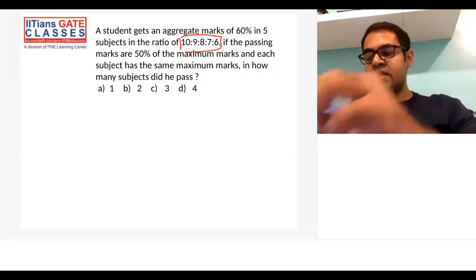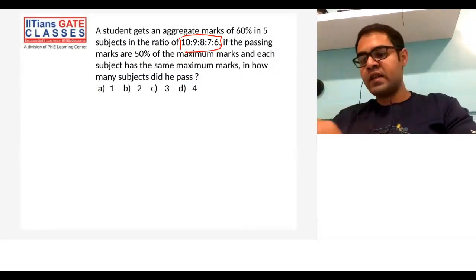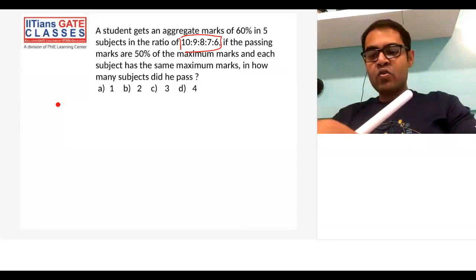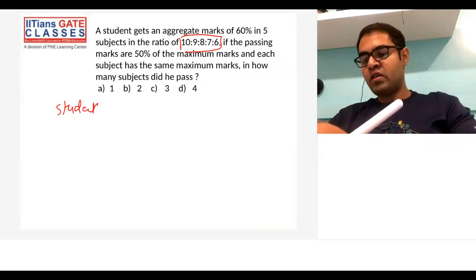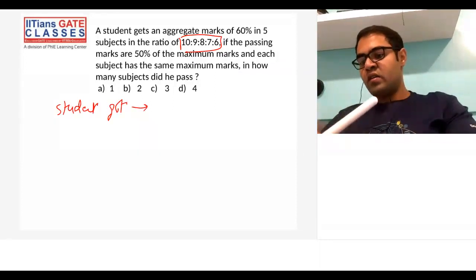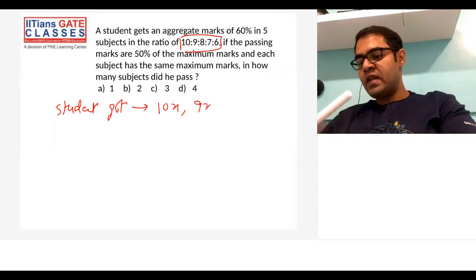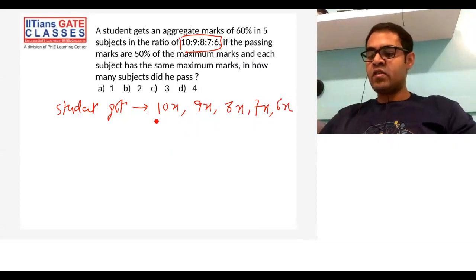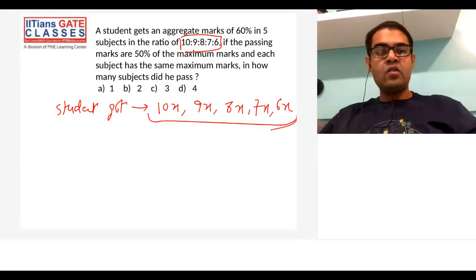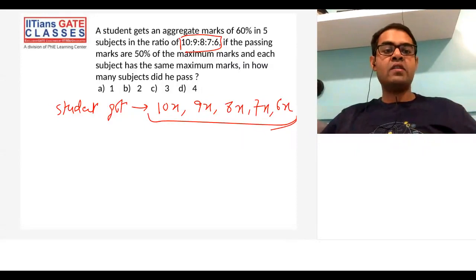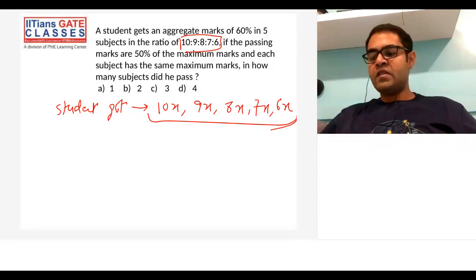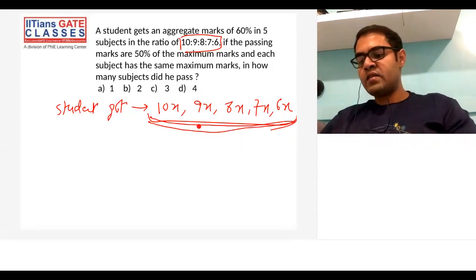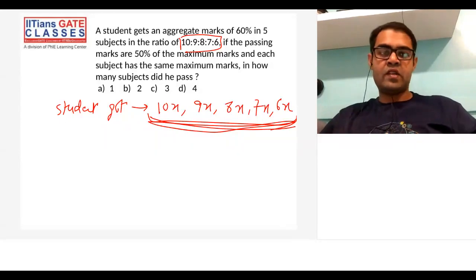So what I can say is, instead of assuming x as the total marks, I can say the marks that the student got. The student got 10x marks, 9x marks, 8x marks, 7x marks, and 6x marks. Why I wrote it in this manner is because this will help me get the marks that he got instead of the ratios of it. So he got these many marks in all the 5 subjects.